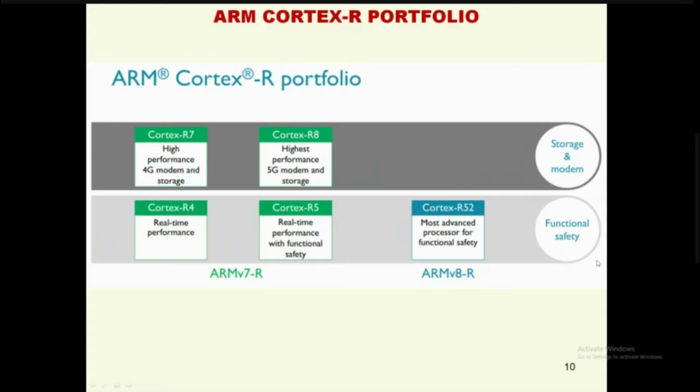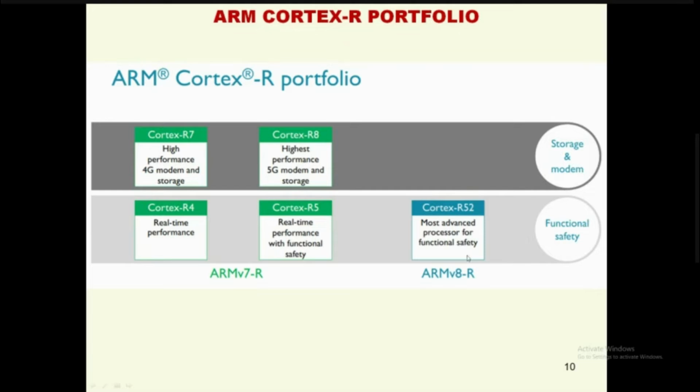Now the ARM Cortex-R portfolio, with ARM version 7-R and ARM version 8-R, where we talk about functional safety. Functional safety is about ABS, the anti-lock braking system, and now the electronic stability program. So version 7-R series are used for functional safety cores, which is Cortex-R4, real-time performance, Cortex-R5, real-time performance and functional safety. And similarly, the same version 7-R is used in Cortex-R7 and R8. So R4, R5, R7, R8 use ARM version 7.